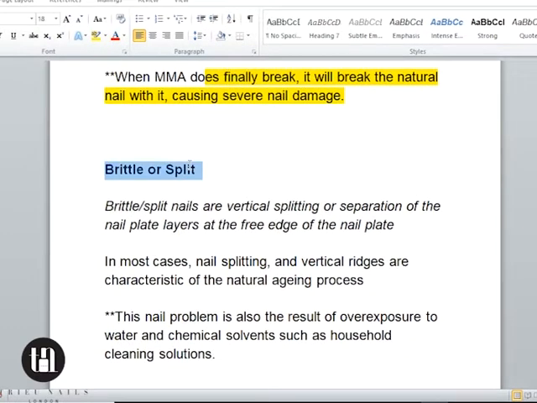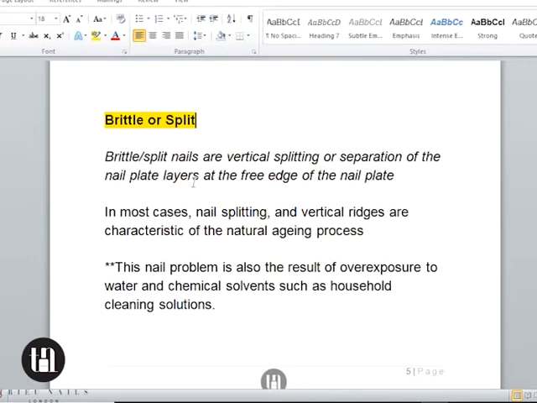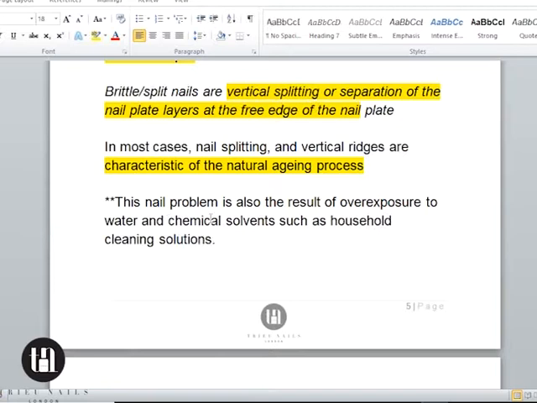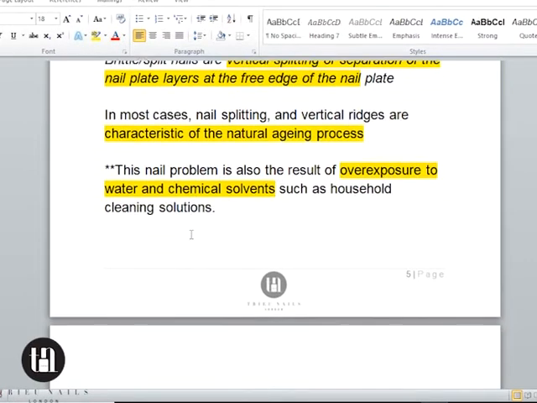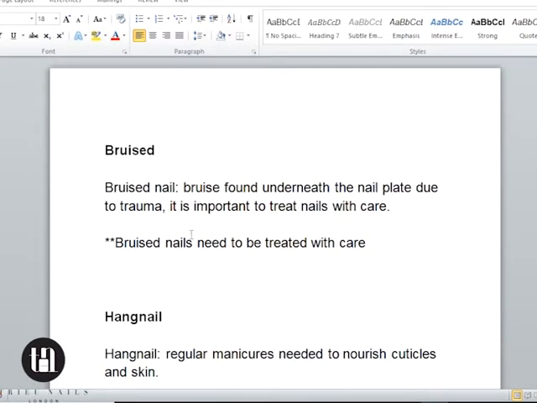The next nail disorder is brittle or splitting nails. They can be split vertically or show separation of nail plate layers at the free edge of the nail plate. In most cases, nail splitting, especially vertical ridges, is characteristic of the natural aging process. The problem also occurs from overexposure to water and chemical solvents, such as household cleaning products. Always advise your clients to wear gloves when cleaning.